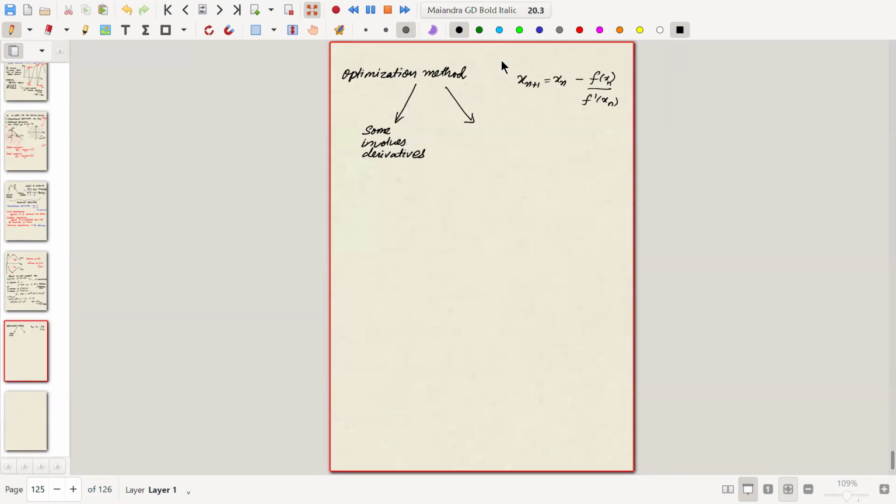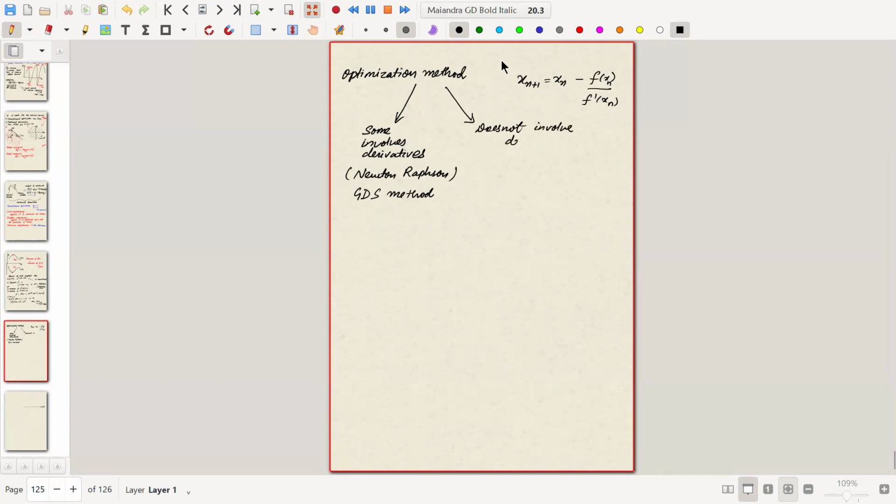Some involve derivatives, and those are your Newton-Raphson method, which you will see now, and also maybe the gradient descent method, and even I think BFGS and all those methods, I think one group will cover. So those kinds of methods. But there are some methods which don't involve any derivative. That means you can feed in a function which is not differentiable into that method.